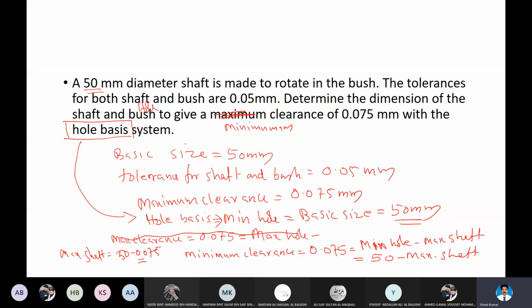So the question is wrong here, there is a small change. Minimum clearance is minimum hole minus maximum shaft. Maximum shaft we can get from here. How do you get the maximum shaft? Maximum shaft is 50 minus 0.075. How much?